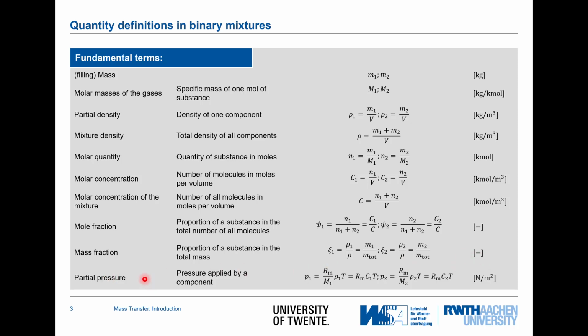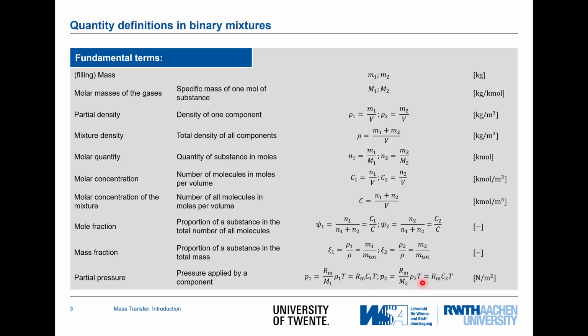The partial pressure is the pressure that is exerted by one component in this volume. And this is denoted as P1, and it's then derived from the universal gas constant divided by molar mass times partial density times temperature. So we can also put in here the molar concentration if you'd like to express it that way.